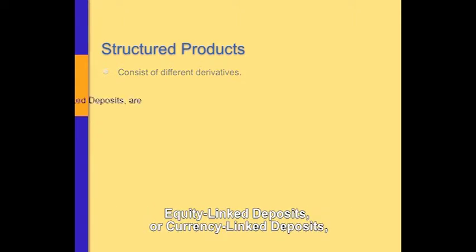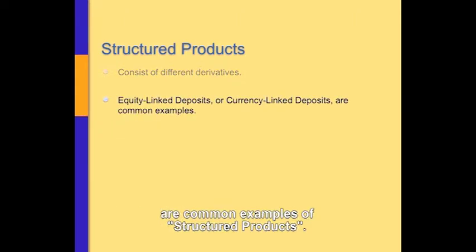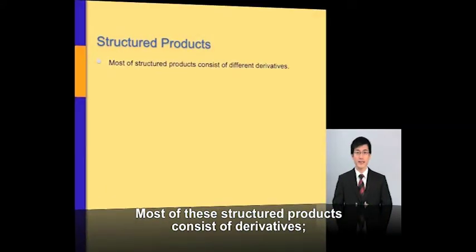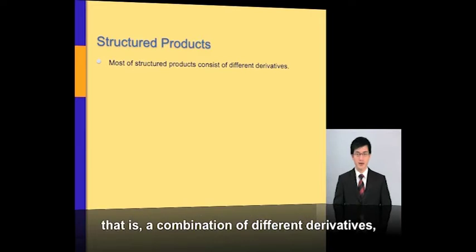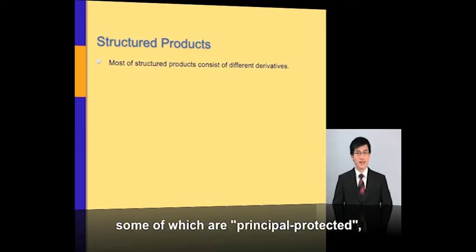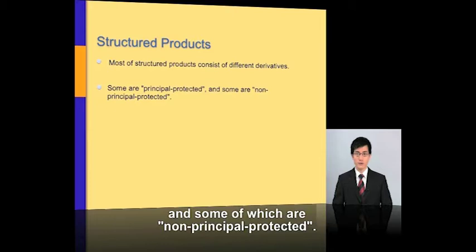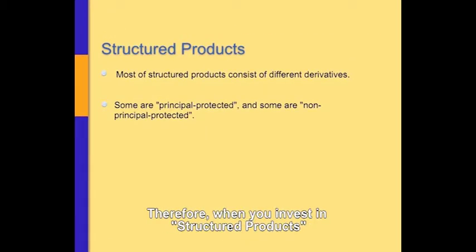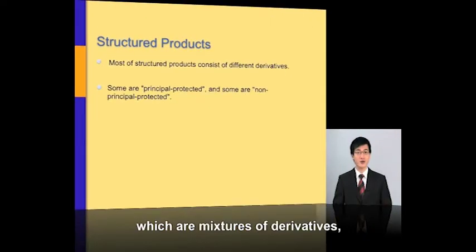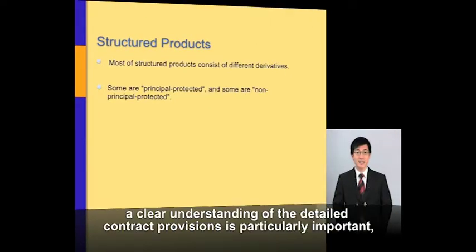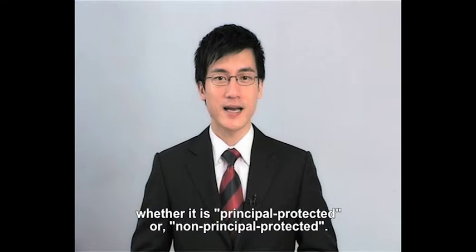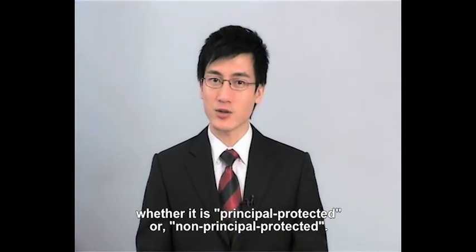Equity-linked deposits or currency-linked deposits are common examples of structured products. Most of these structured products consist of derivatives, that is, a combination of different derivatives, some of which are principal protected and some of which are non-principal protected. Therefore, when you invest in structured products, which are mixtures of derivatives, a clear understanding of the detailed contract provisions is particularly important. For example, whether it is principal protected or non-principal protected.